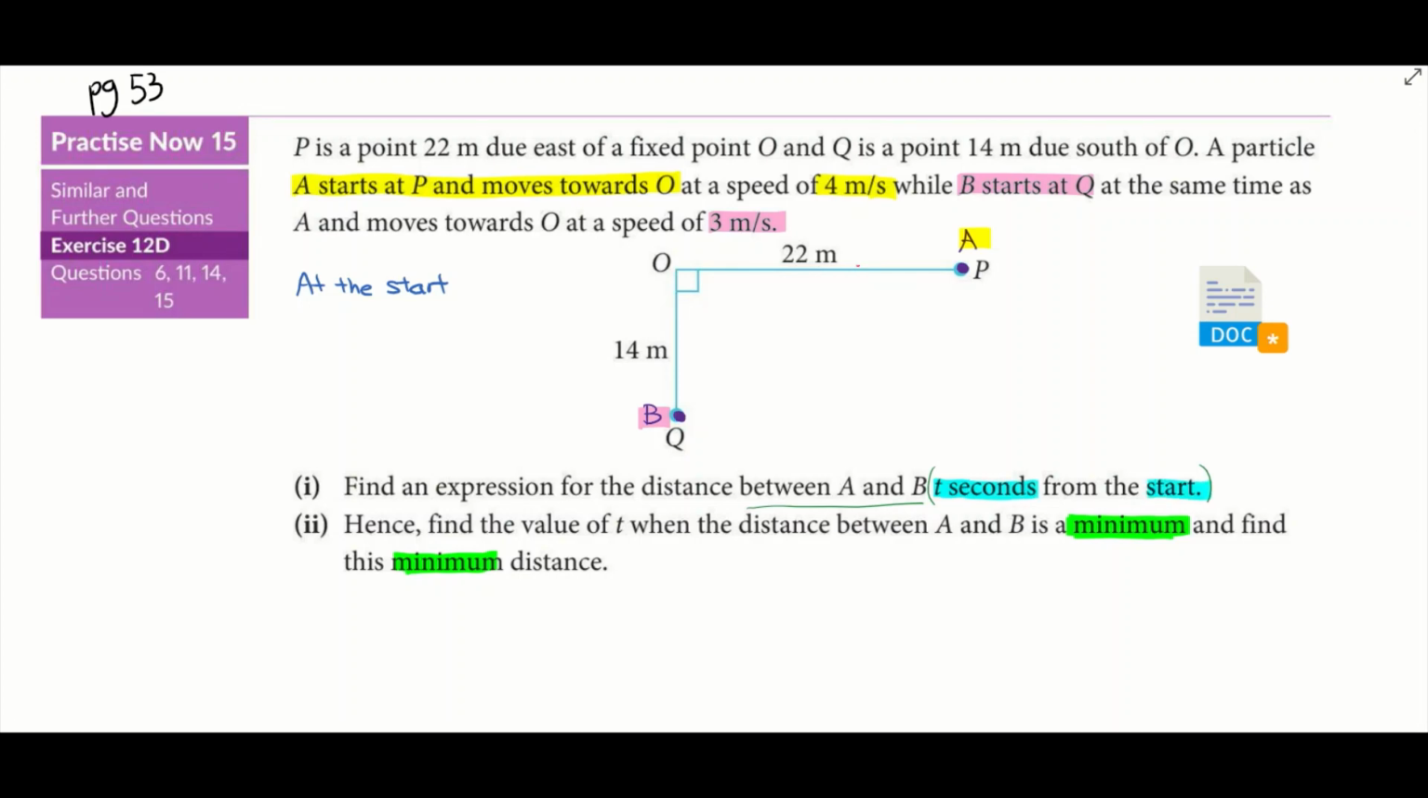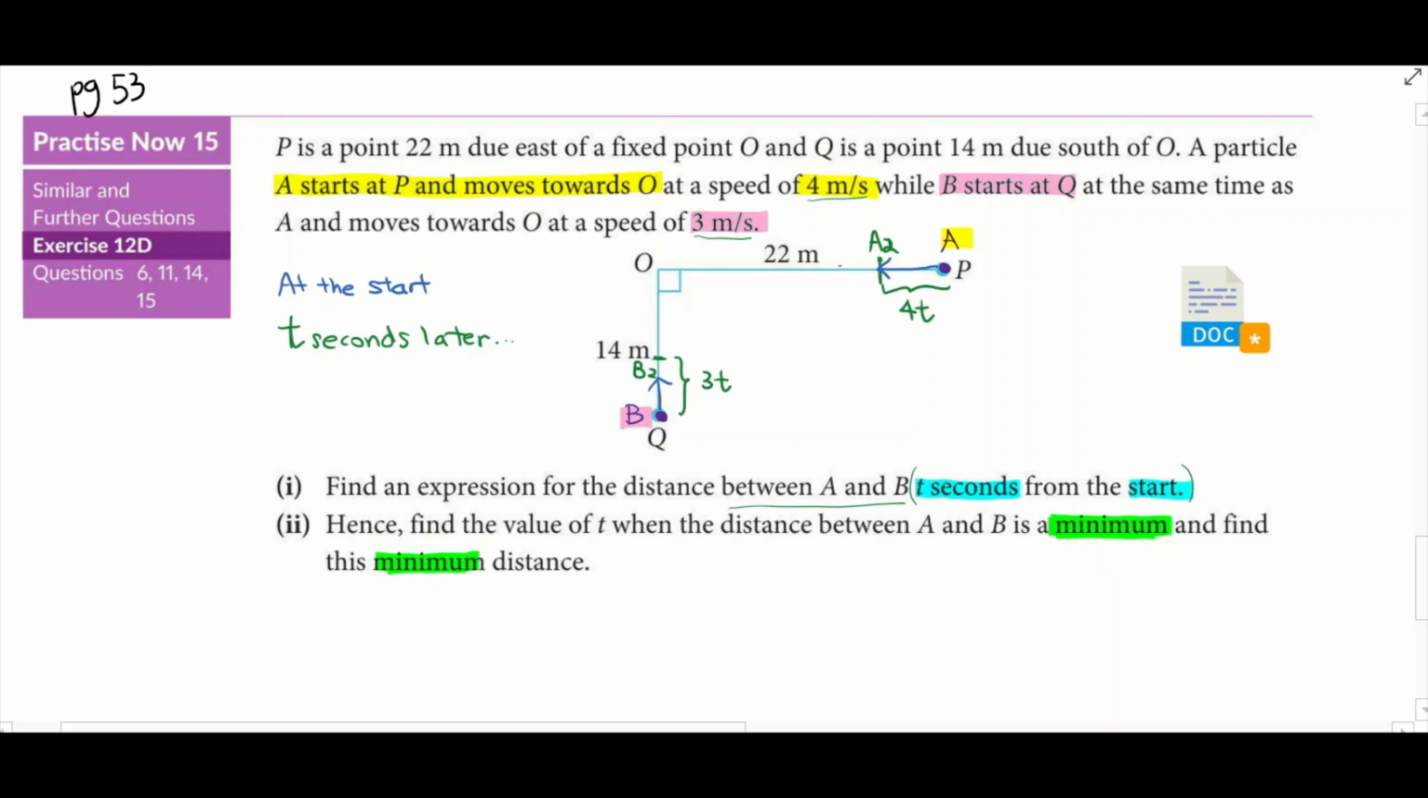So we know that A has a speed of 4 meters per second and B has a speed of 3 meters per second. Hence, after t seconds, where would A and B be? We also know that A moves from P to O and B will move from Q to O. Hence, after t seconds, B will be 3t from Q and A will be 4t from P.